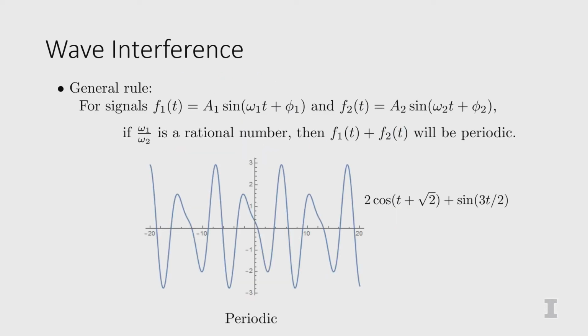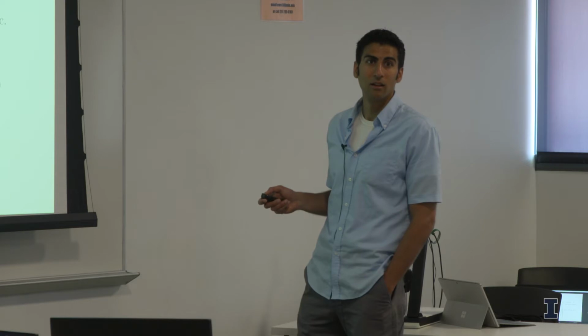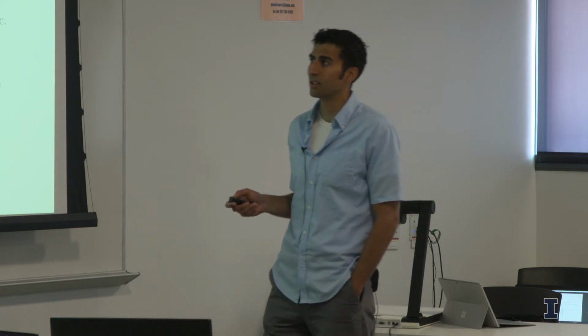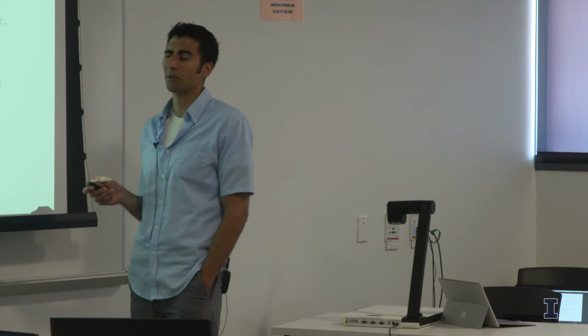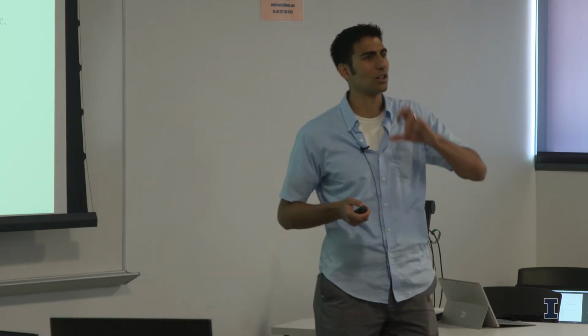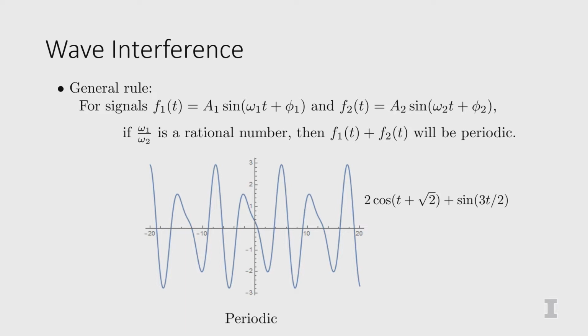Well, the general rule is the following: if you have two signals, say f1 and f2, and we divide their frequencies, so divide omega 1 by omega 2, if it's a rational number, then f1 plus f2 will be periodic. If you can't really remember what rational means, all that means is that you can write it as a fraction. So if the ratio of their frequencies is a fraction like 3 over 5 or 2 over 10, then their sum will be periodic.